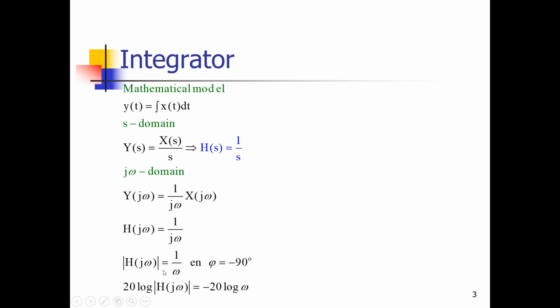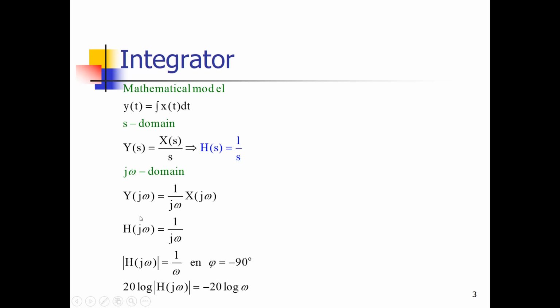So when we are looking at the Bode amplitude plot, we're not drawing directly the amplitude, but we are taking the logarithm of the amplitude and multiplying it by 20. So the amplitude for the Bode plot is equal to 20 times the log of 1 over omega, which is equal to minus 20 times the log of omega.